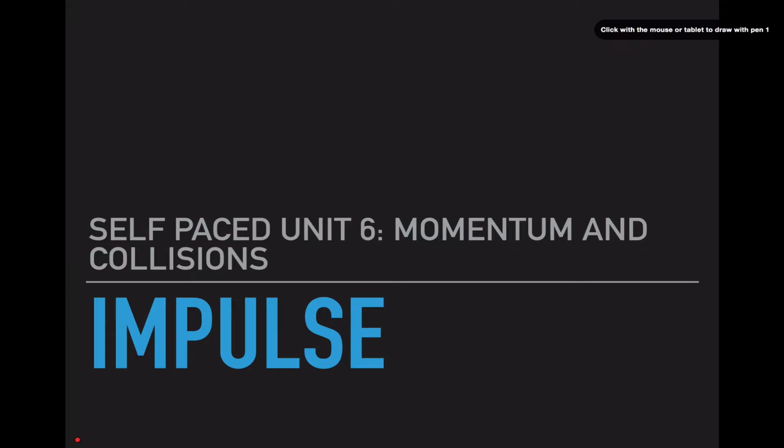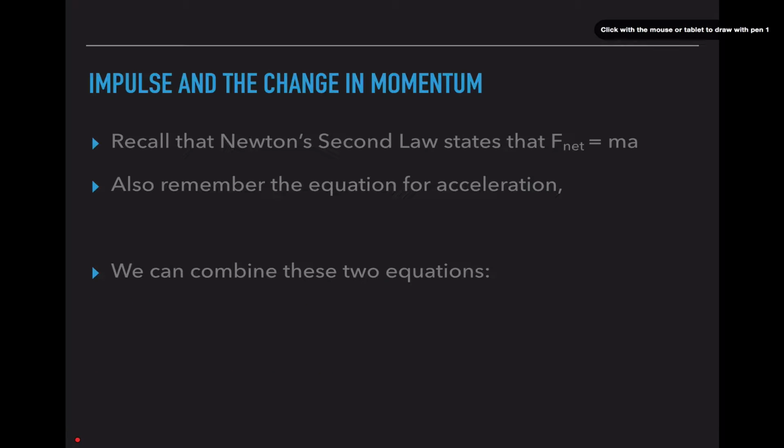Alright guys, we're going to finish off the momentum unit with an idea called impulse. So impulse and the change in momentum are directly related. Recall that Newton's second law states that F net equals mass times acceleration. So we're going back in time a whole unit. But also remember the equation for acceleration. Acceleration is Vf minus Vi over t.